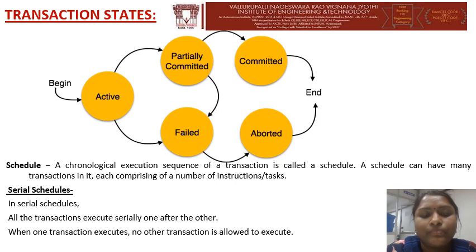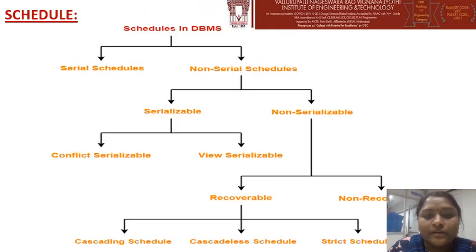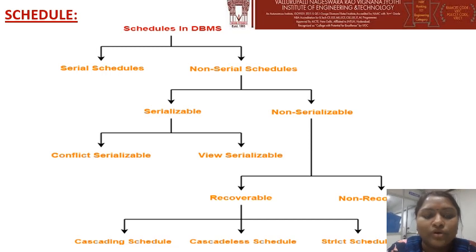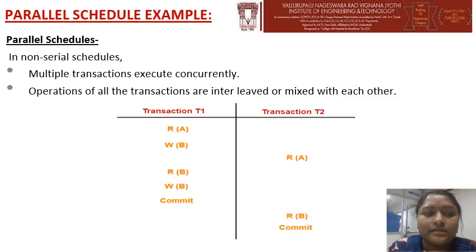In the same way, a schedule is also a collection of transactions: when the transaction has started, when the transaction has completed. We have two types of schedules, that is serial schedule and parallel or non-serial schedule. These are further divided: non-serial schedule is divided into serializable and non-serializable, where serializable is again divided into conflict serializable and view serializable, and so on. So this is an overview of the schedules present in DBMS.